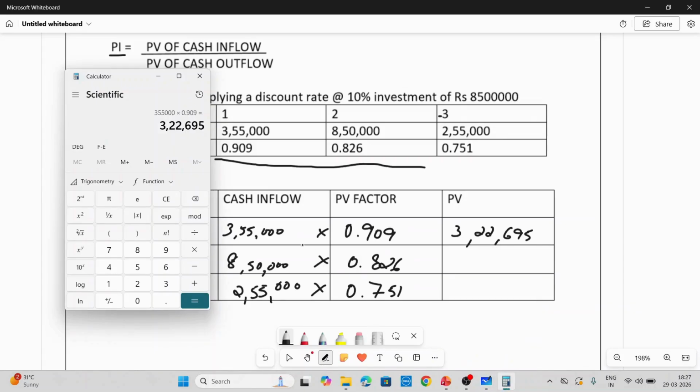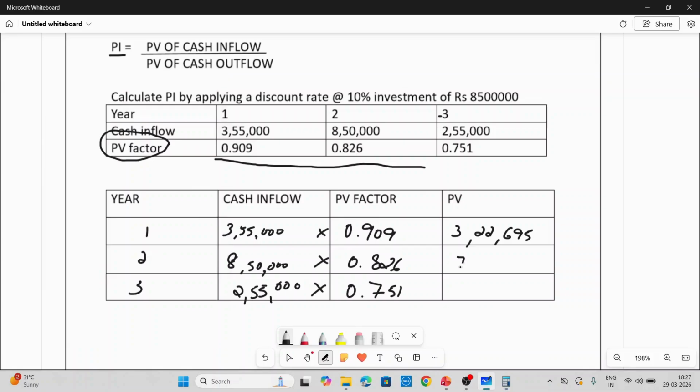8,50,000 into 0.826. Now let's calculate that. 8,50,000 into 0.826. What's the result? It's 7,02,100.